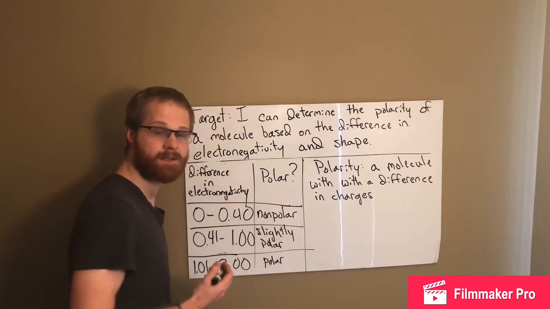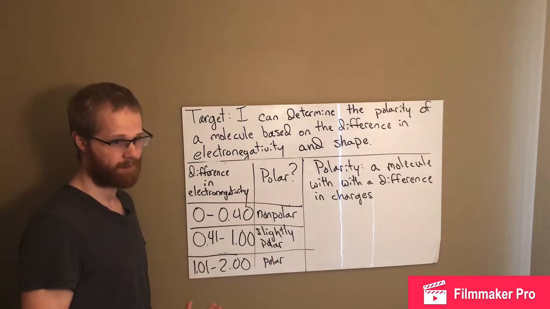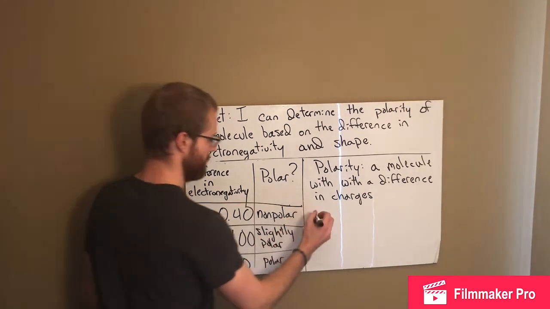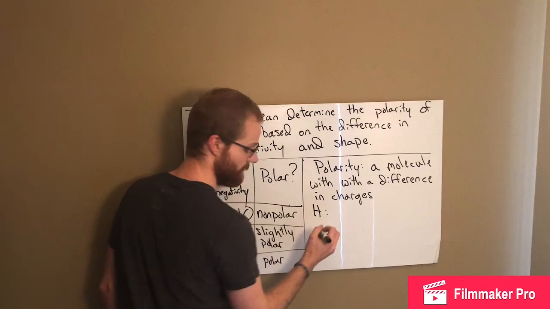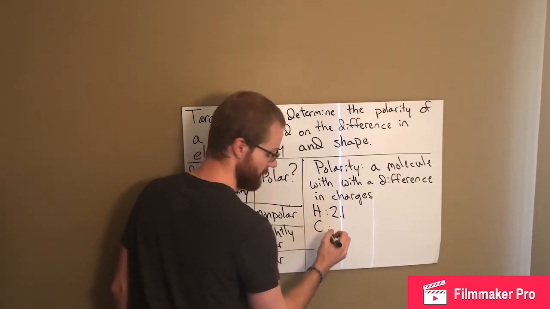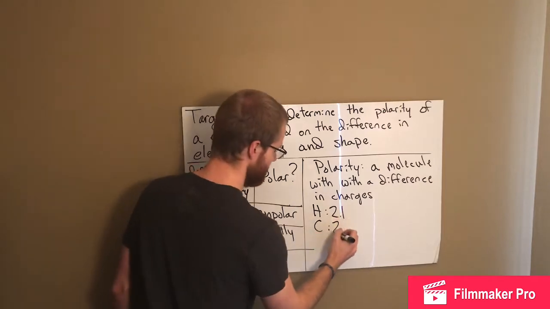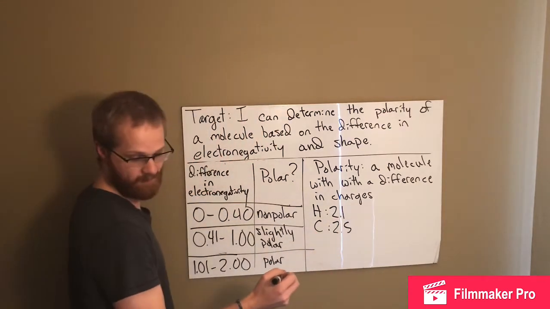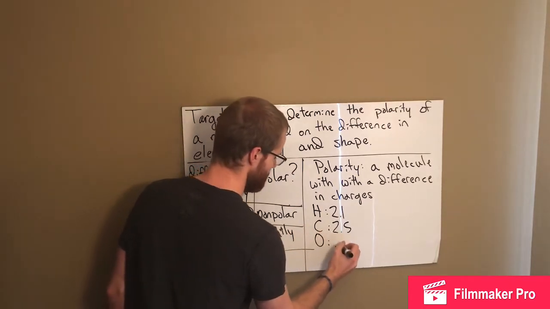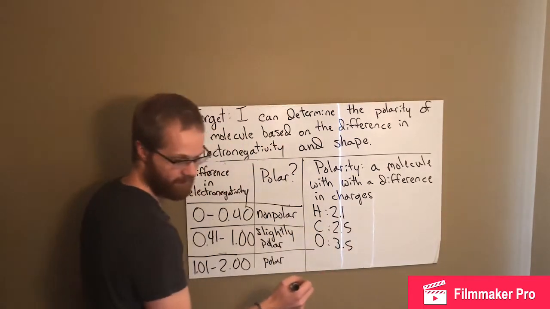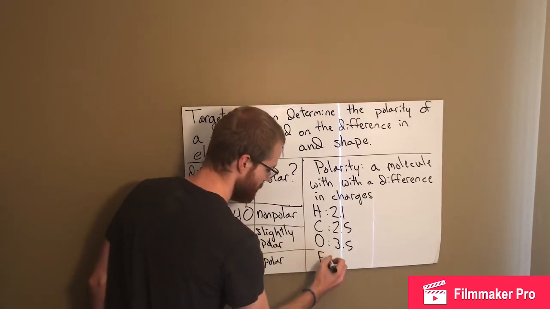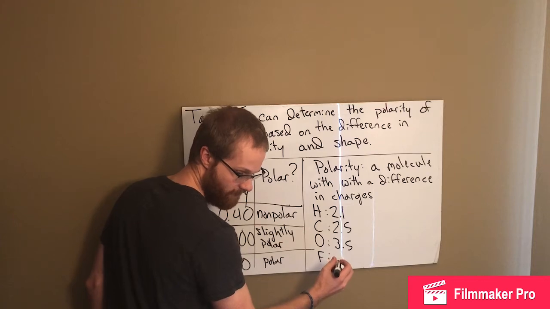So real quick, let me just give you some electronegativities for a couple of different elements and we'll see if they're polar or non-polar. Hydrogen. It's got an electronegativity of 2.1. Carbon's electronegativity is 2.5. We've got oxygen, which has an electronegativity of 3.5. And we've got fluorine, which has an electronegativity of 4.